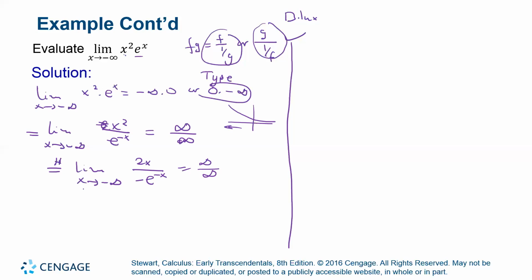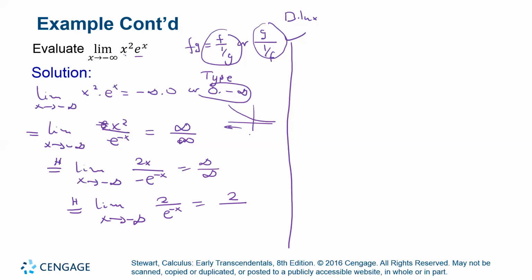We apply it a second time. So we apply L'Hopital's rule again. We have the limit as x goes to negative infinity of, if you differentiate the numerator, you get 2 over e to the negative x. Now, as x goes to negative infinity, e to the negative x goes to infinity. So this is going to be 2 divided by positive infinity.